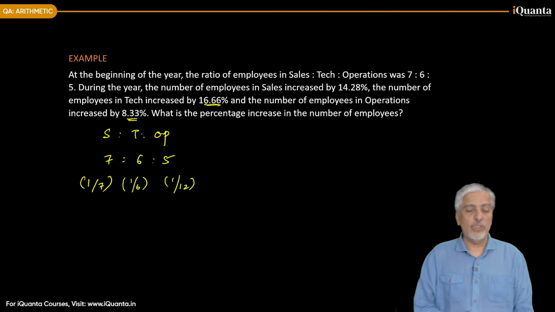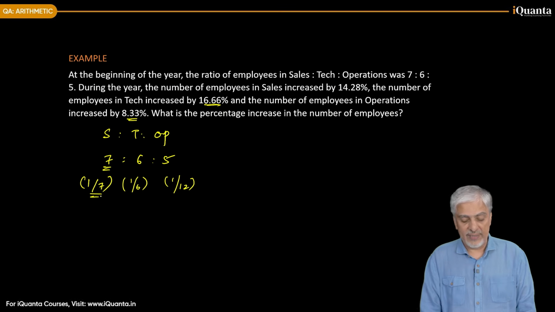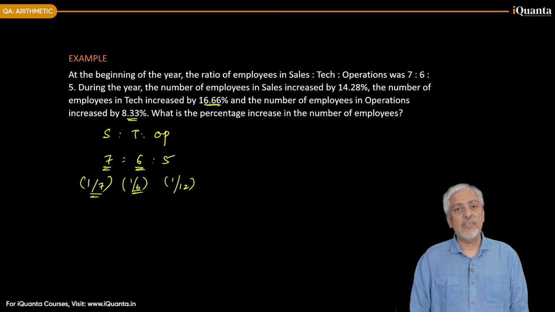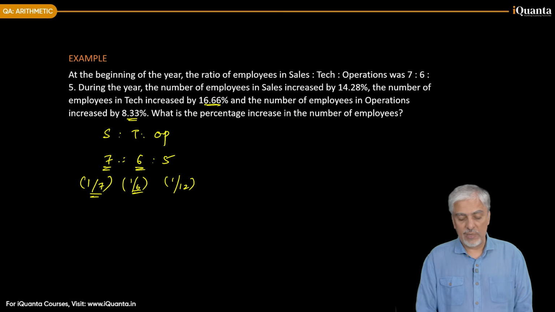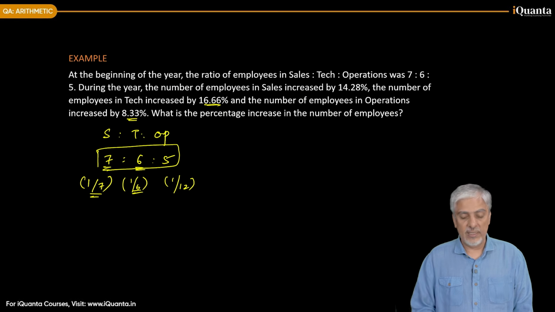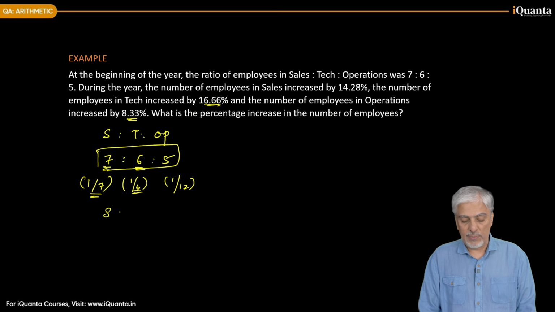Now there's a small issue. 7 is divisible by 7, 6 is divisible by 6, but 5 is not divisible by 12. So what I would do initially is multiply all these numbers by 12. Anyway, they want us to find the percentage change, so the actual numbers don't matter. I can say let sales be 84, tech be 6 12s are 72, and operations be 5 12s are 60.